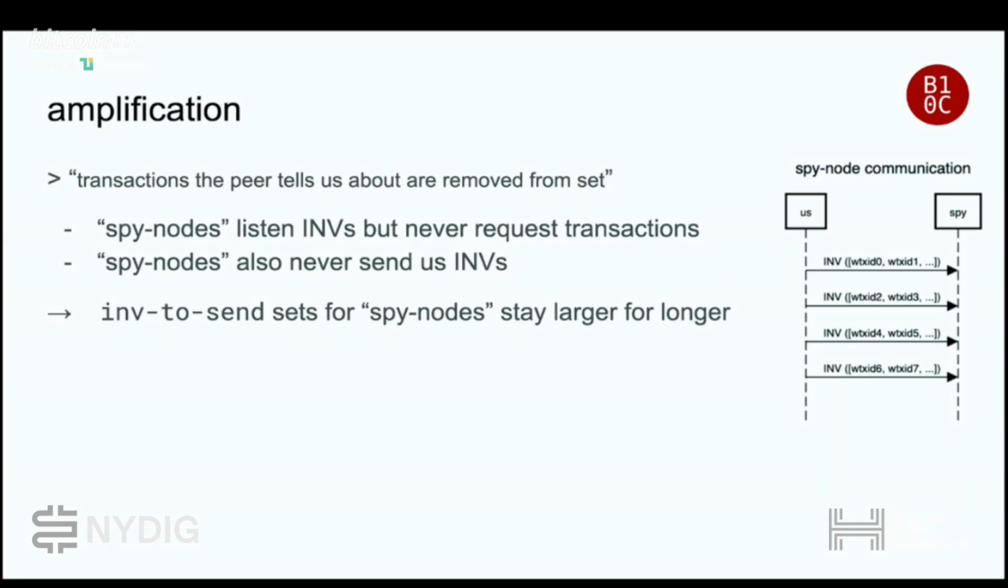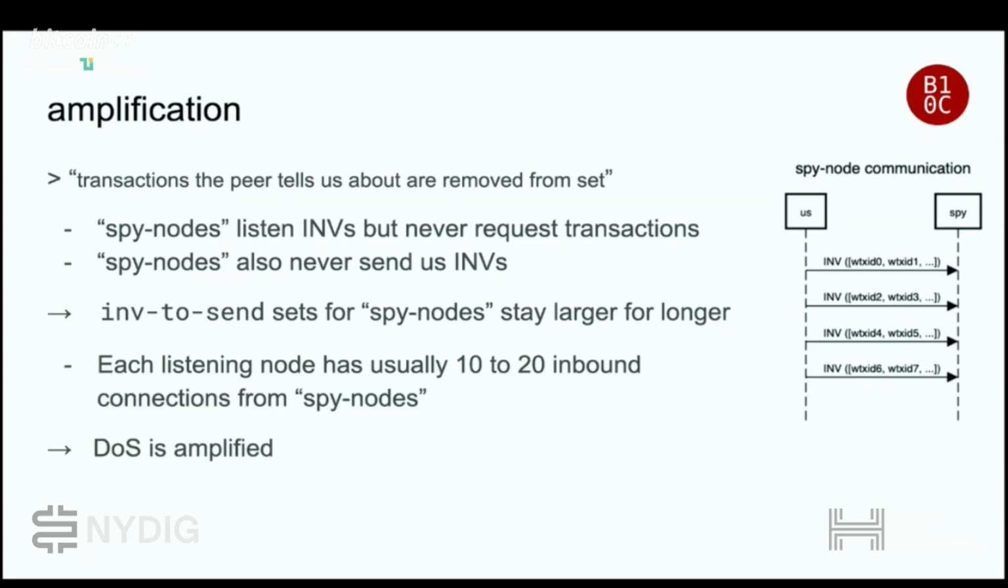And they want to listen in on what you're going to tell them and when you are going to tell them. So the INV to-send sets for the spy nodes were staying larger for much longer. So we also needed to sort them a bit more and spend more CPU time on them. And currently, if you accept inbound connections, a node usually has 10 to 20 connections from spy nodes. So the DoS was amplified by this.